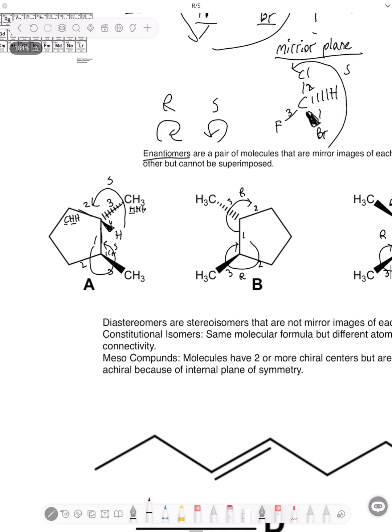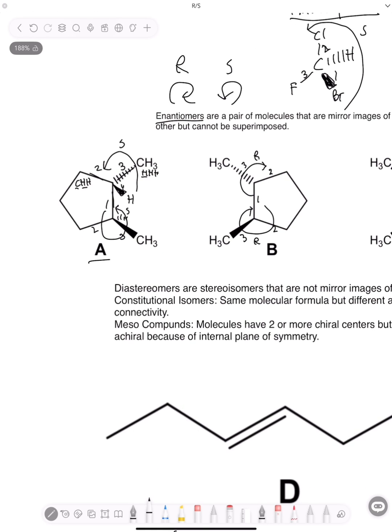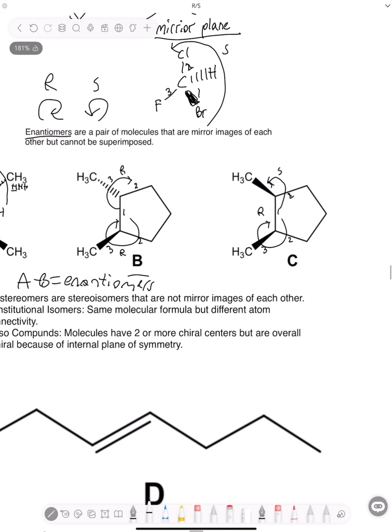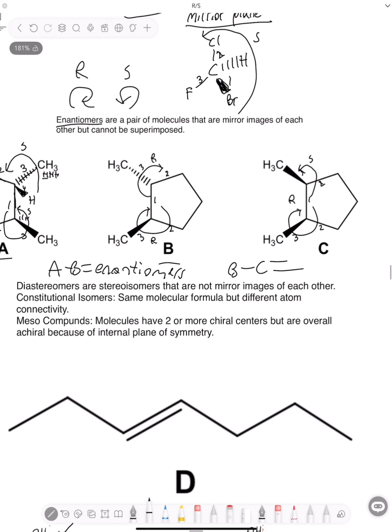Now, if we were to look at these closer, A and B, right, they have 2 S's and 2 R's, so therefore these are enantiomers. Now, if we were to look at B and C, these are going to be diastereomers.